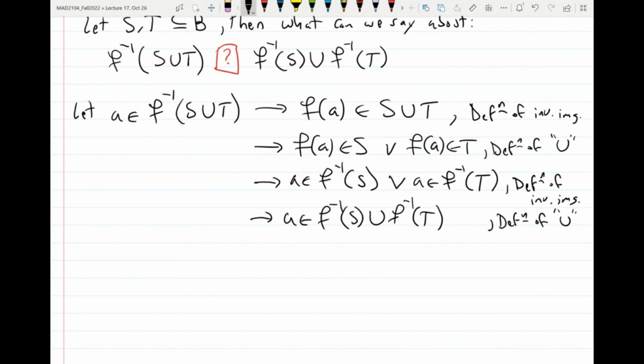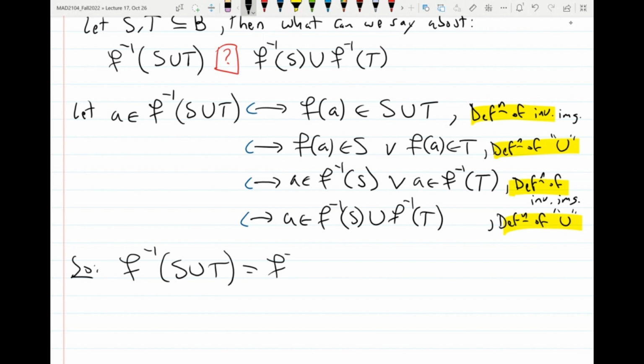Now, can we reverse the arrows? Can the arrows be reversed? Yes. Look at your justification. Here, everything is just definitions, right? So all of these things are equivalent statements. So you can certainly go back. So these two sets, they have the same elements. So we conclude that the inverse image of the union equals the union of the inverse images.